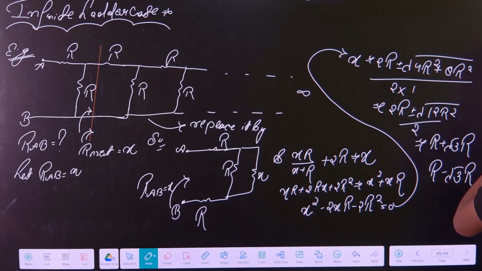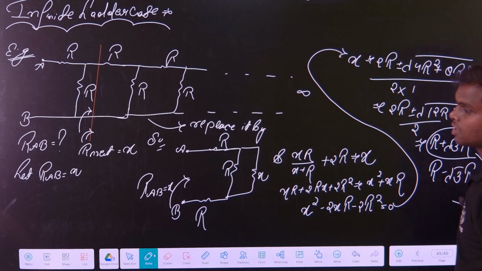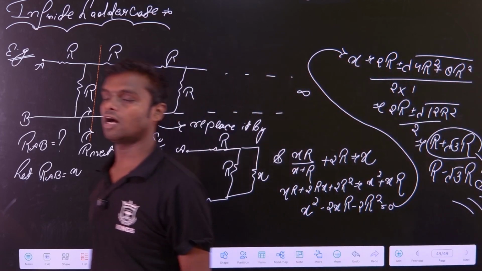If you see properly, we are getting two options, correct? So which will be the correct one? Obviously r cannot be a negative quantity, so this will be our correct option. So our answer will be r into root 3 plus 1, that is r plus root 3r.